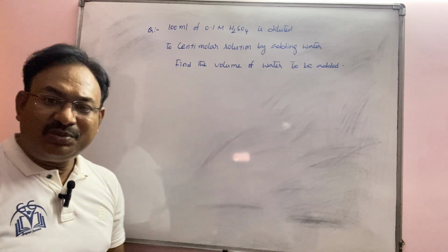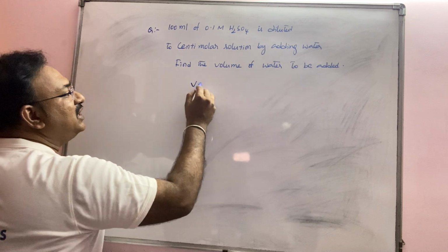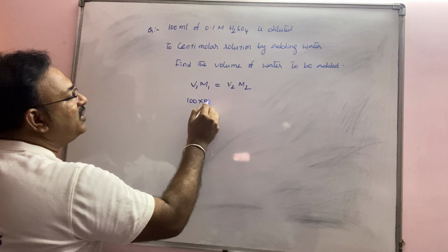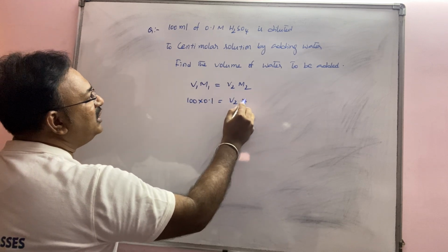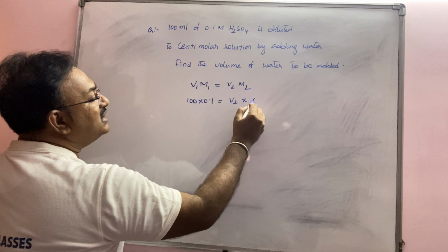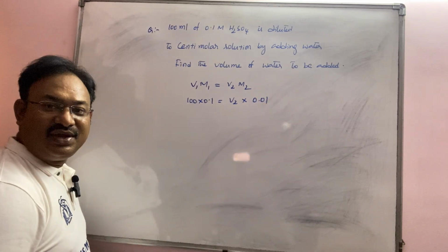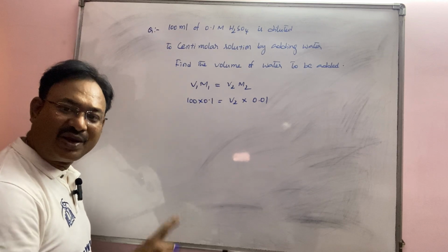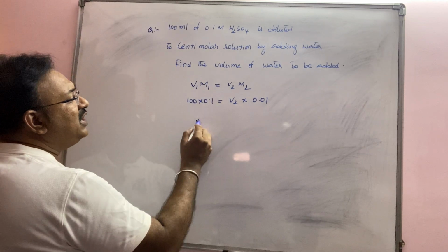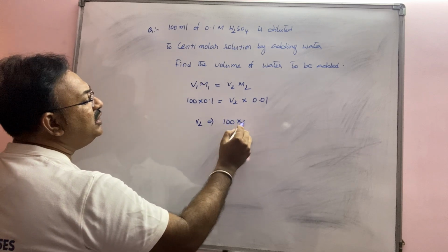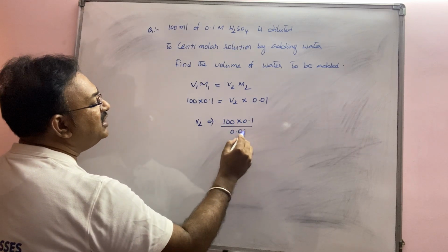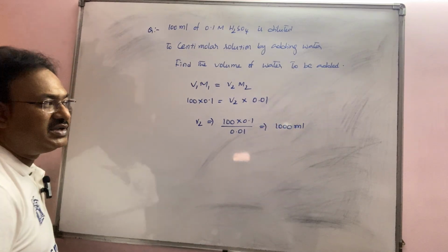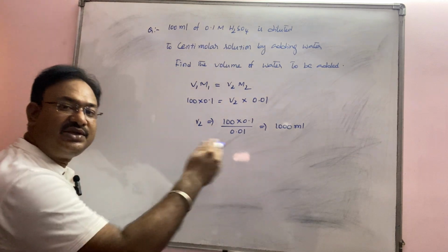So simple dilution principle you have to use. So how? V1 M1 is equal to V2 M2. So 100 into 0.1 is equal to V2 into centimolar, meaning 0.01. Decimolar means 0.1, 0.01 is centimolar, 1 by 100. So V2 is equal to how much? 100 into 0.1 by 0.01. So you are getting 1000 ml. 1000 ml is total volume.